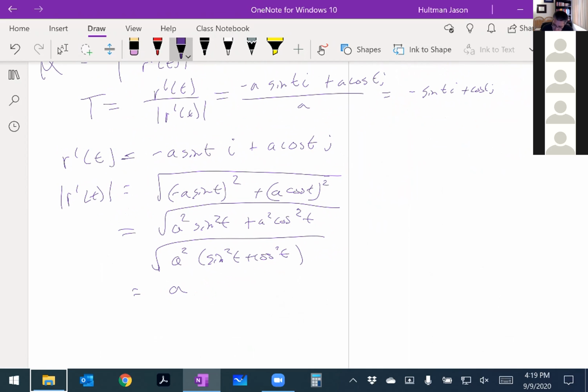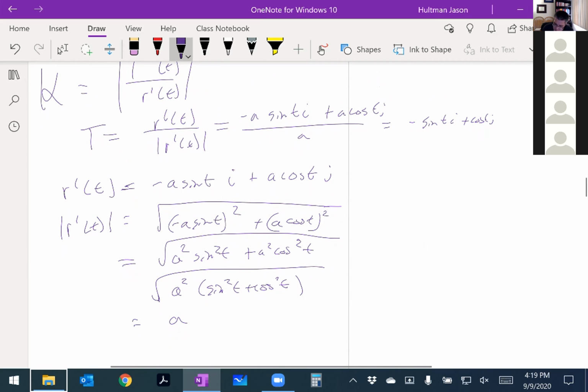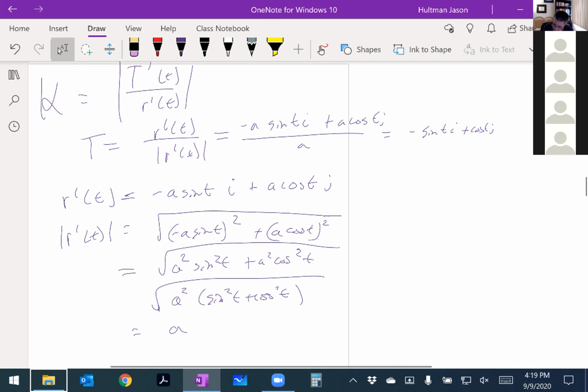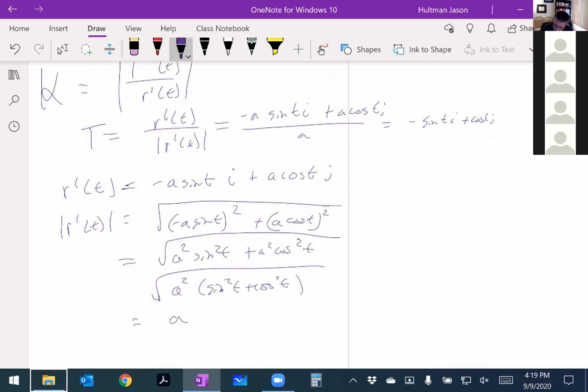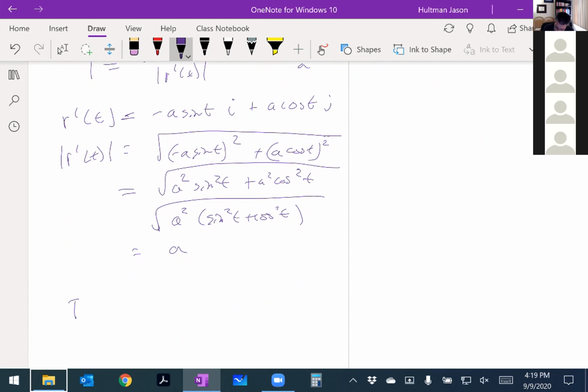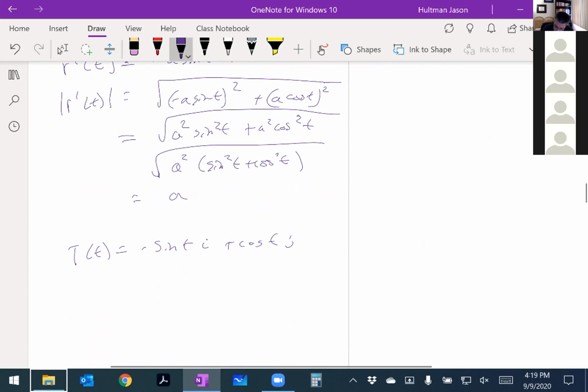So what do we need next to get the curvature? Don't we need T prime? Yeah, we need T prime. So if big T of t is equal to negative sine t i plus cosine t j, then let's find the derivative of this thing, T prime of t.